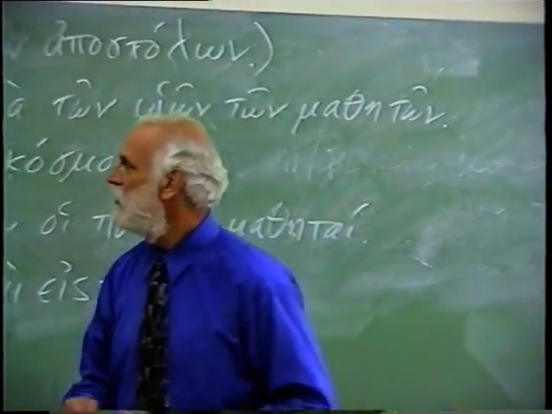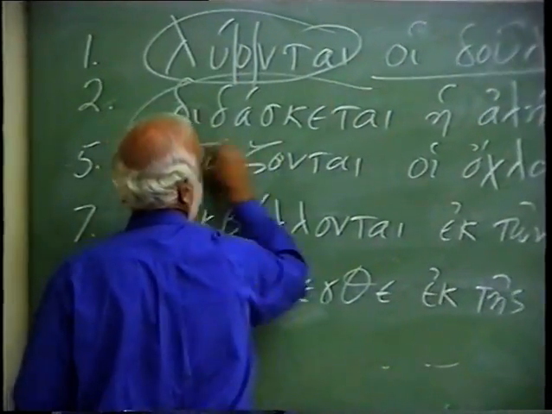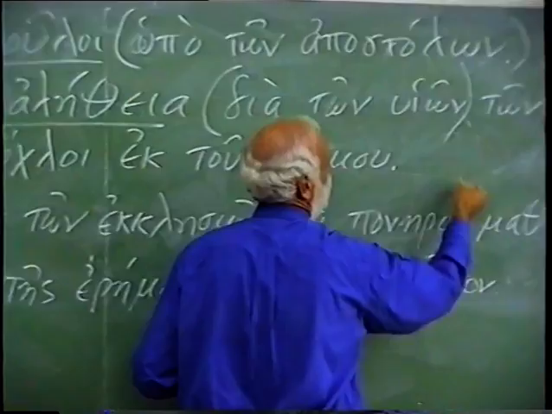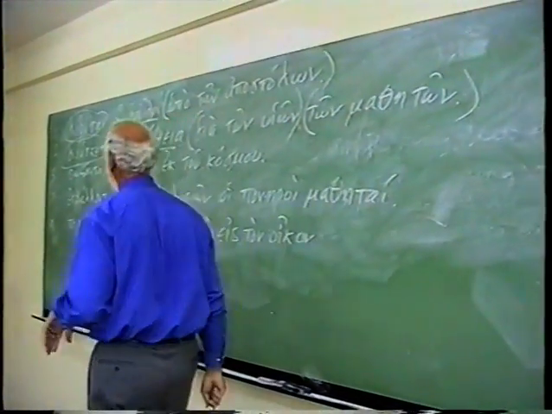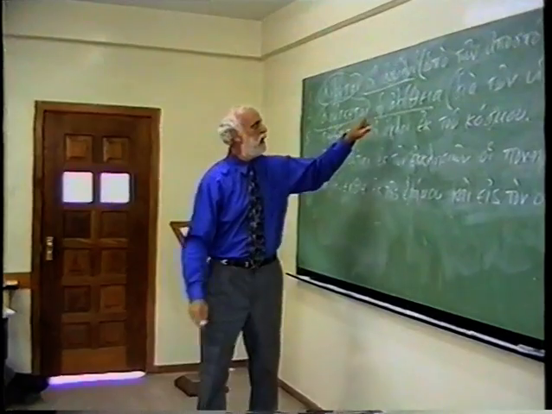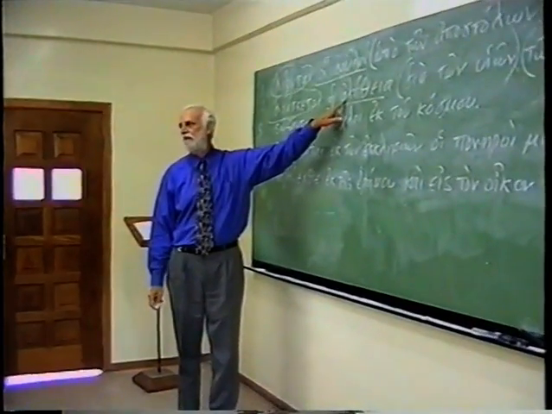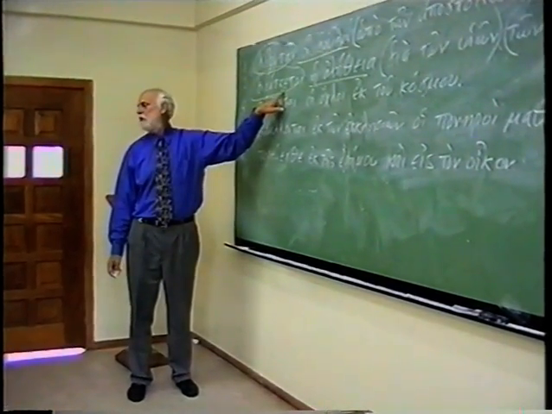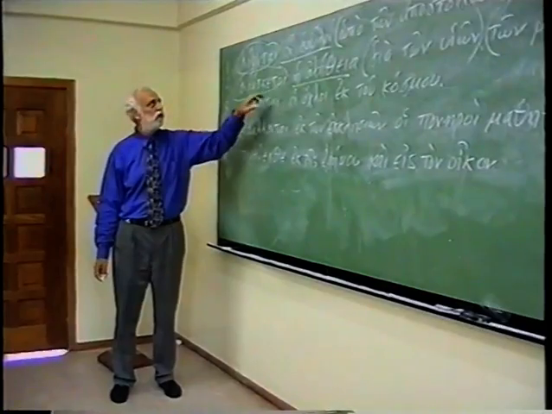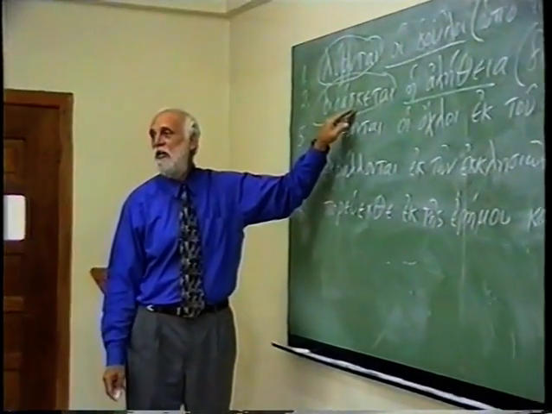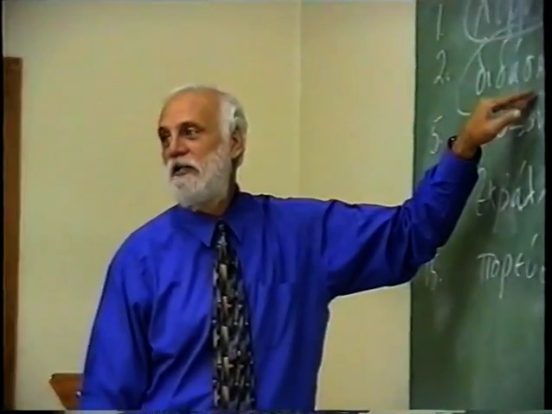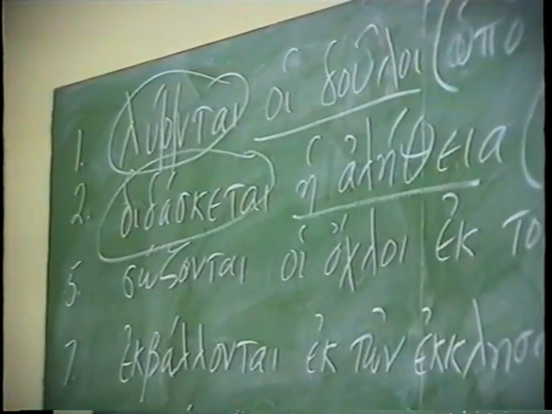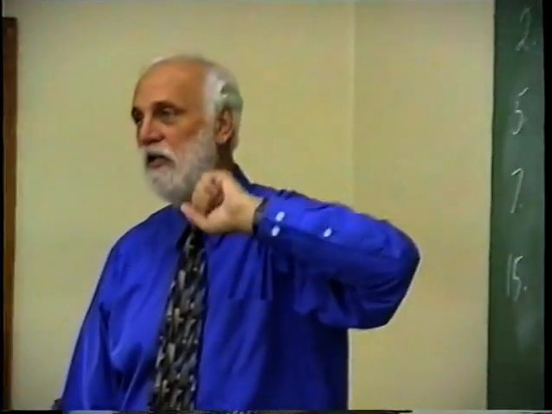Okay? Good. Sentence number 2. Didaskontai is the verb, aletheia is in the nominative, dia is the preposition, and ton mathetōn is in the genitive. Okay, start with the subject, please. Aletheia. The truth. Now this verb permits middle or passive. What am I going to start with? Passive. So translate for me: the truth is being taught. Stop right there. Everything else is a leftover. The truth is being taught.